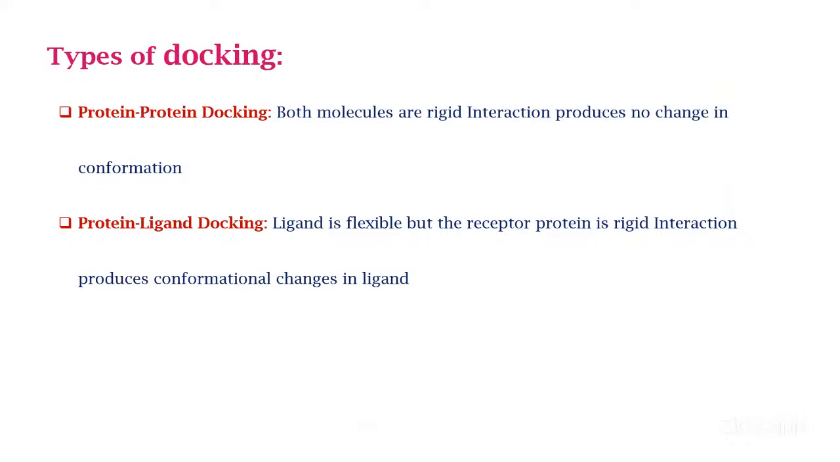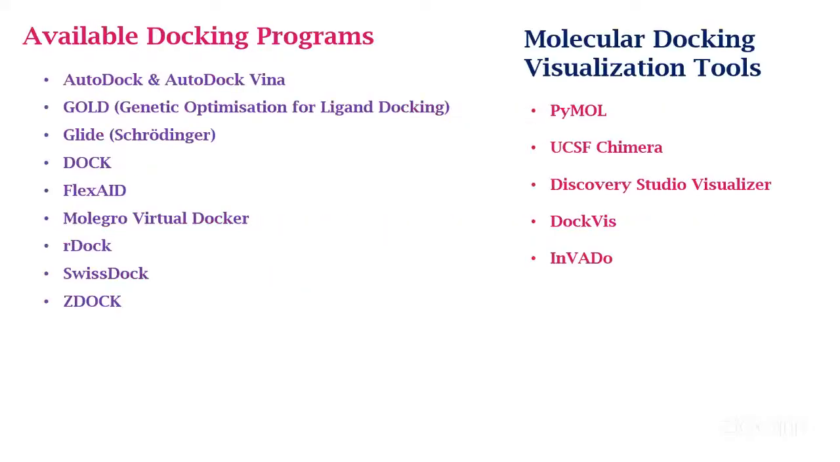Now, types of docking. There are two types of docking: protein-protein docking, and protein-ligand docking. Generally, what we perform in our research is protein-ligand docking, where the ligand is flexible but the receptor protein is rigid. So, according to the cavity of the protein, the ligand can take its shape and effectively bind with the active site of the protein. There are a number of docking programs or software available, like AutoDock Vina, GOLD, Glide, DOCK, FlexX, then RDock, SwissDock, ZDock, etc.